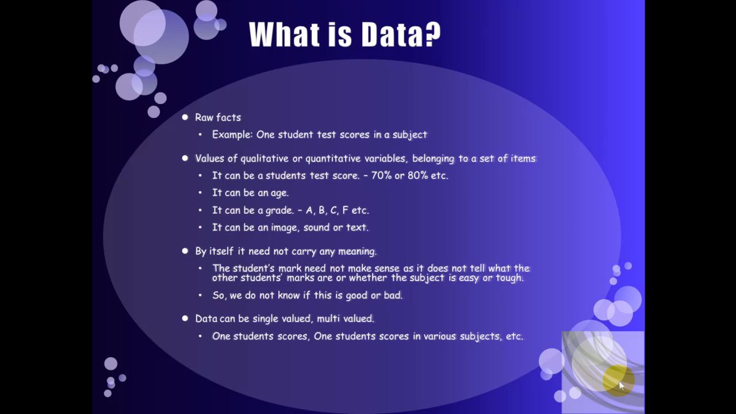A set of marks or scores, say 70, 80, 90, a set of numbers written on a sheet, by itself doesn't make any meaning. So data can be an image, sound, or text. By itself, it doesn't carry any meaning. It can be single valued, multi-valued, and so on.